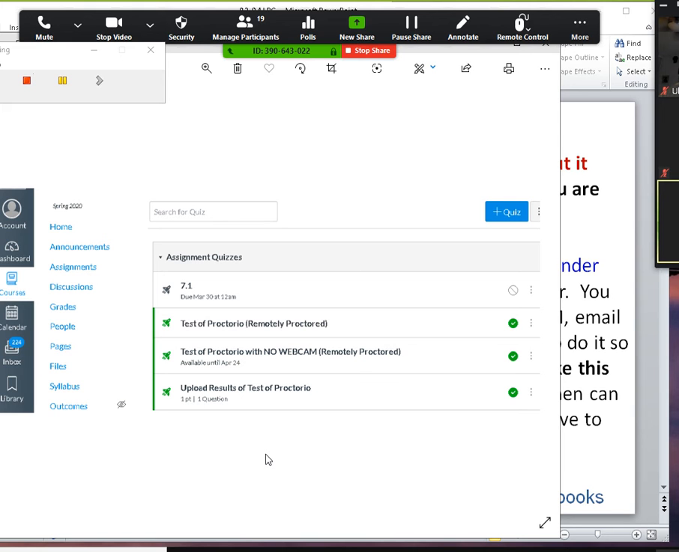And then at the end, so you'll have 5 minutes to kind of scan and get your camera set up. You'll have an hour and 50 minutes for the exam, plus 10 minutes of bonus time. So I'm going to give you 2 hours. And then afterwards, you get 5 minutes to take pictures of each of your pages and upload those. So then you're going to see where it says upload results of test of Proctorio. That's where you're going to upload them. So you upload them there. And like I said, you have to upload them one at a time.